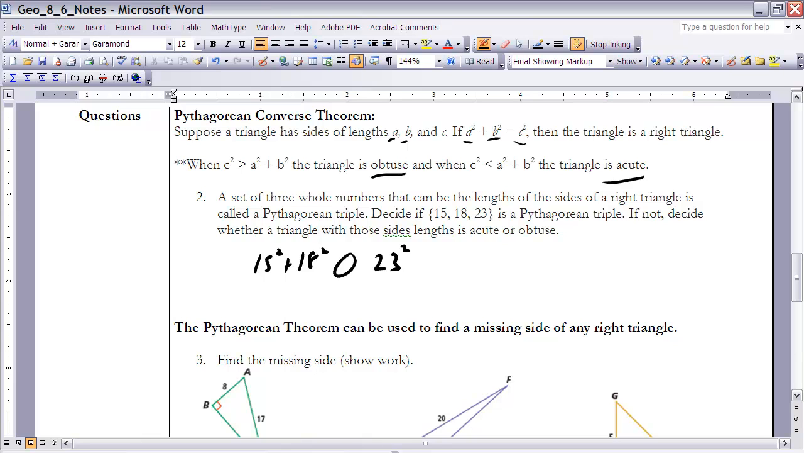15 squared plus 18 squared is 549. And 23 squared is 529. Now, 549 is not equal to 529, so we know it's not a right triangle. We know that c squared is less than a squared plus b squared, and that tells us that our triangle must be acute. So for number 2 here, the answer is acute.